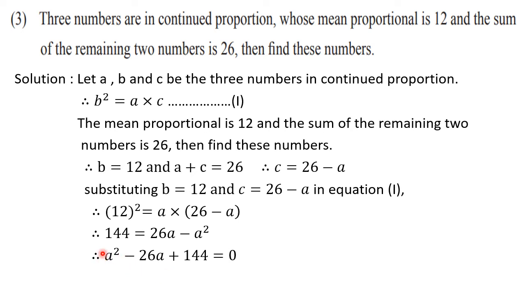So here the coefficient of the first term is 1 and here it is 144. So 1 into 144 is 144 and plus 144. So we will consider two numbers whose multiplication is 144 and addition is minus 26. So that means both the numbers are negative.